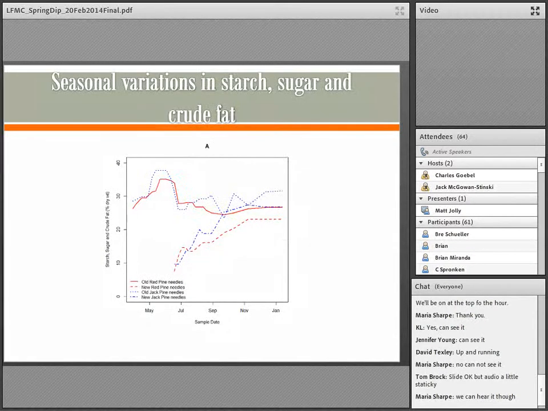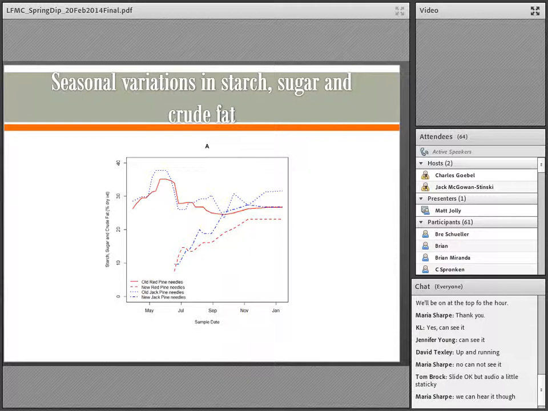So if we get a little bit further into what the needles are actually made of, what we see is that during that period of the dip, we see a very strong increase in the amount of starch, sugar, and crude fat in the foliage. And so we see, again, this particular curve almost exactly mimics the two previous curves.